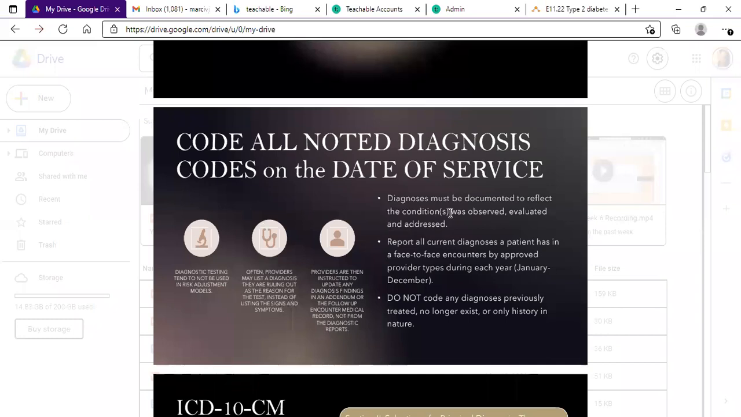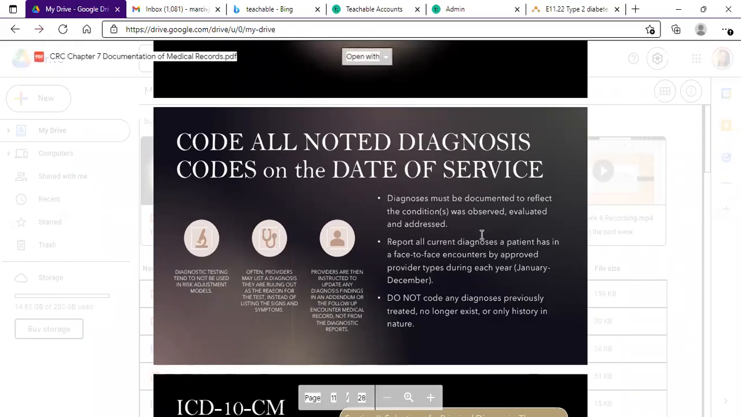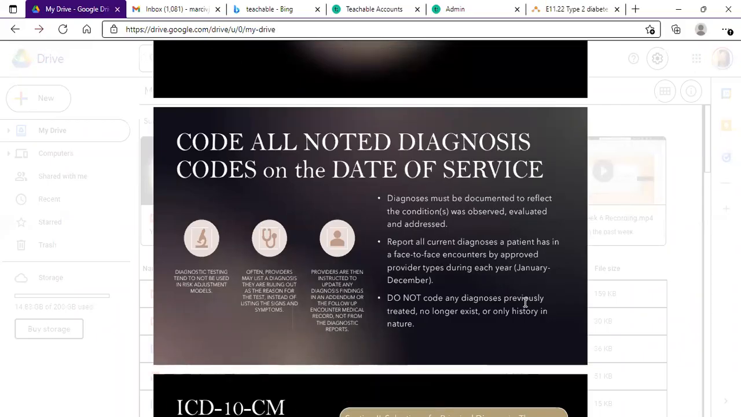So diagnosis must be documented to reflect the condition, which means the documentation has to reflect the diagnosis that was observed, evaluated, and addressed at that visit. For me to code it, I have to know that that doctor evaluated, observed, and addressed it at that visit, not 2 visits ago, but at that visit. So report all current diagnoses a patient has. If a patient comes in with all these diagnoses and the doctor sees them and checks it out and it's found to be true, we're going to code all current things that are wrong with you. And we're not going to code any diagnoses that were previously treated, no longer exist, or are only history in nature.